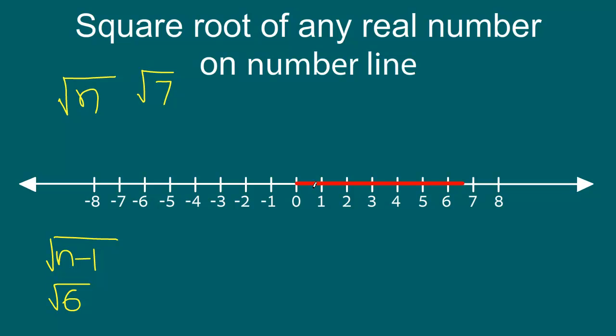Let's say this line, as shown in red, is square root n minus 1. Let's name it: this is A and this point is B. So AB is equal to square root of n minus 1. Then at point B, we draw a perpendicular line of 1 unit. So this measure will be 1 unit.